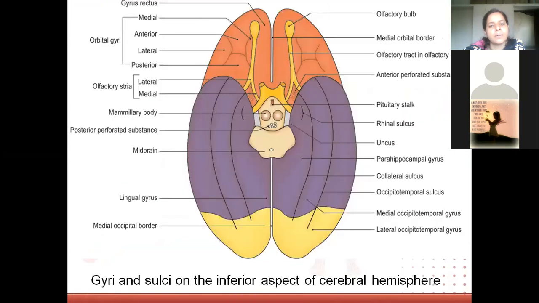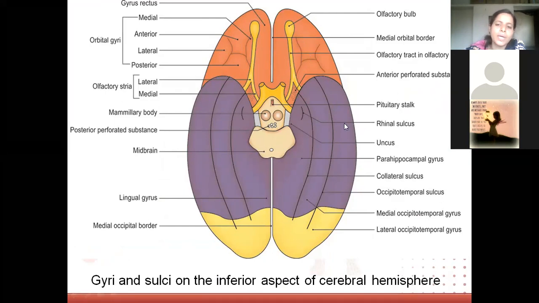Let us see. This is the inferior surface of cerebrum. On the inferior surface, in front of the lateral sulcus is the orbital part. Behind the lateral sulcus, we have the tentorial part. In the orbital part, we have H-shaped orbital sulcus, like Hyderabad. Then this is the tentorial part.